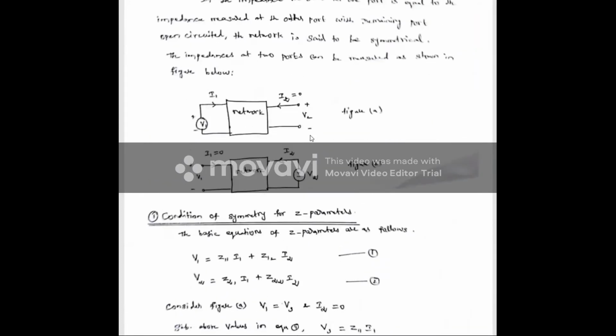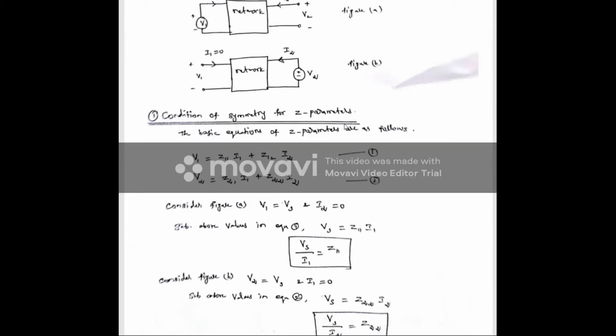Now we are going to derive the condition of this symmetrical network in terms of Z parameter, Y parameter, then H parameter and ABCD parameter. So the first one, the condition of symmetry for Z parameter. In terms of Z parameter, we are going to derive the condition.